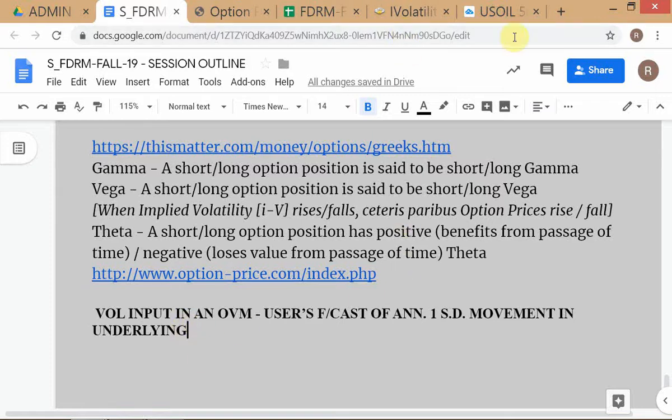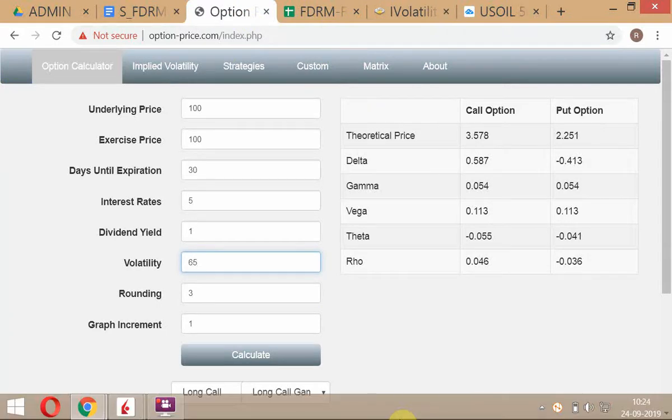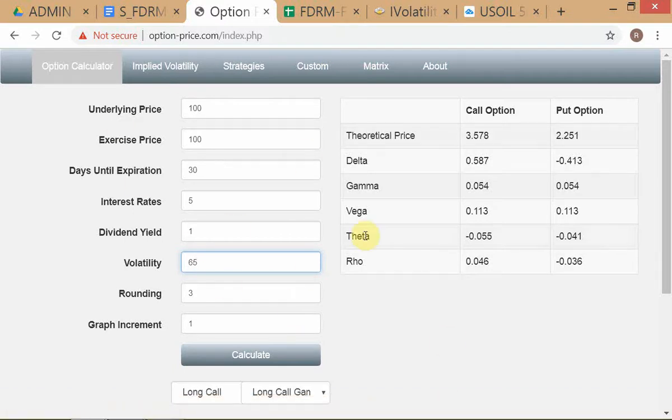So, the vol input, I'm just trying to make sure that you have an intuitive understanding. You should not have a mechanical understanding of things. You should understand intuitively what it means. One of the assumptions of this OVM is that the underlying asset price is log normally distributed. Let me not use big terms, but essentially what it assumes is that small price changes are normally distributed.